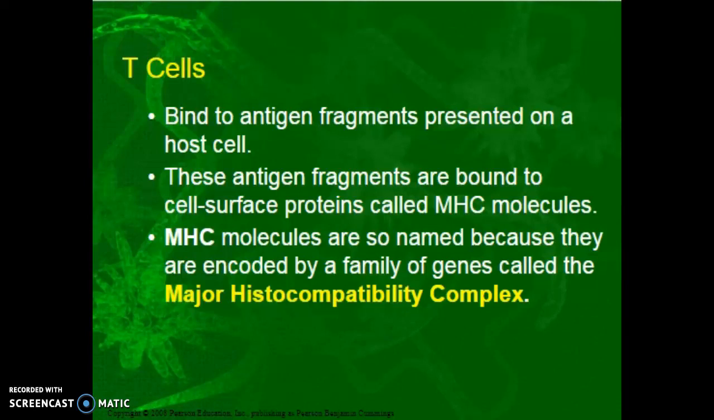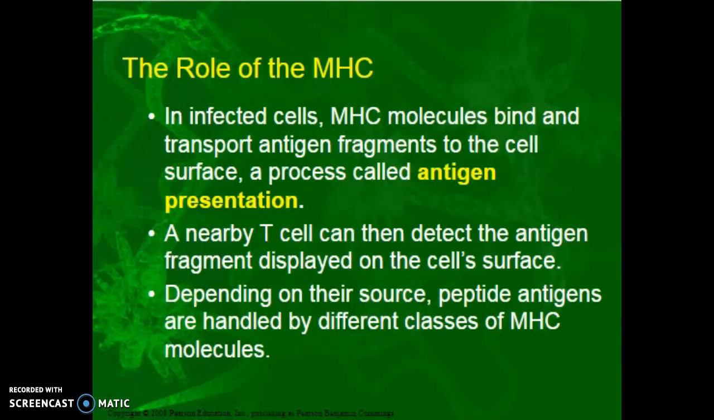So T cells are going to bind to antigen fragments. Those fragments are bound to cell surface proteins called MHC molecules. That should sound familiar. Major Histocompatibility Complex. That's going to be how we recognize our self cells, if that makes sense. So yeah, that's definitely MHC, and T cells are definitely A-level items. So MHC molecules are going to bind and transport antigen fragments to the cell surface.